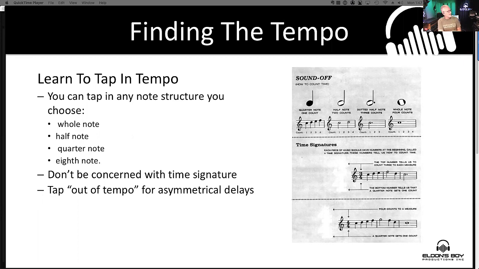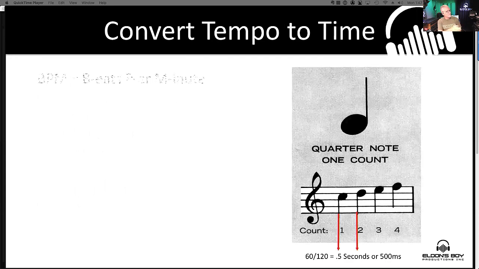All right, so from here, let's go to converting tempo to time. This is very simple, but it can give you a lot of insight into how to use delays and keep it musical. How to keep them out of the way, so to speak, or actually not hide them, but actually feature them and do it in a musical way.